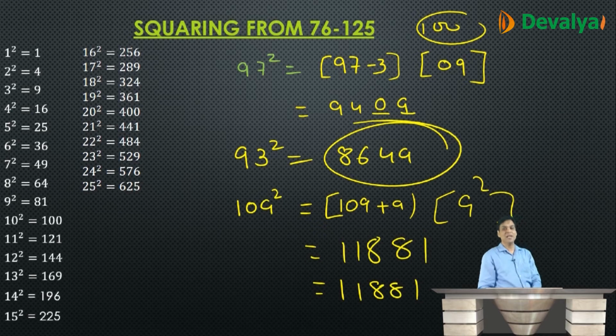So now you can calculate the square from 1 to 125 easily, very soon. In the next class, I am going to tell you how to calculate the square from 125 to 1000. So wait for my next lecture.